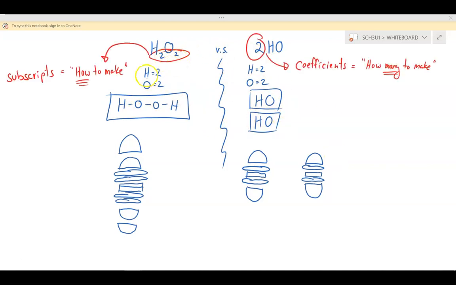So subscripts tell you how to make your molecule. So how do you assemble this monstrosity? While coefficients tell you how many of these molecules to create. So how many of these burgers will you create? Alright, so subscripts tell you how to assemble it, coefficients tell you how many to create.